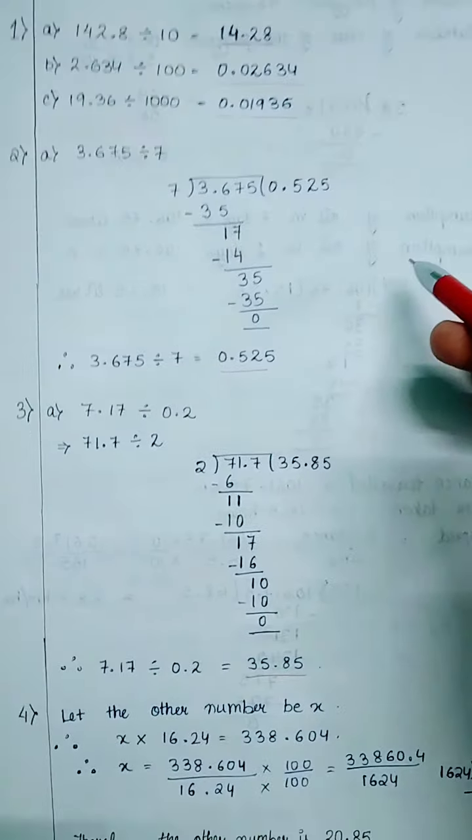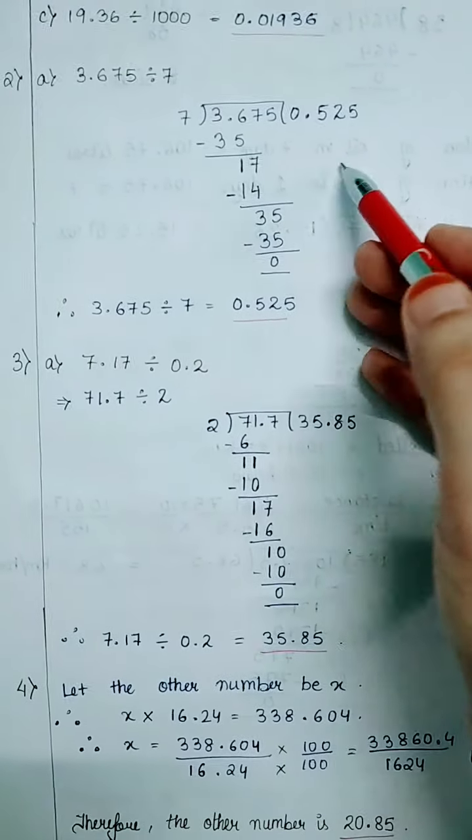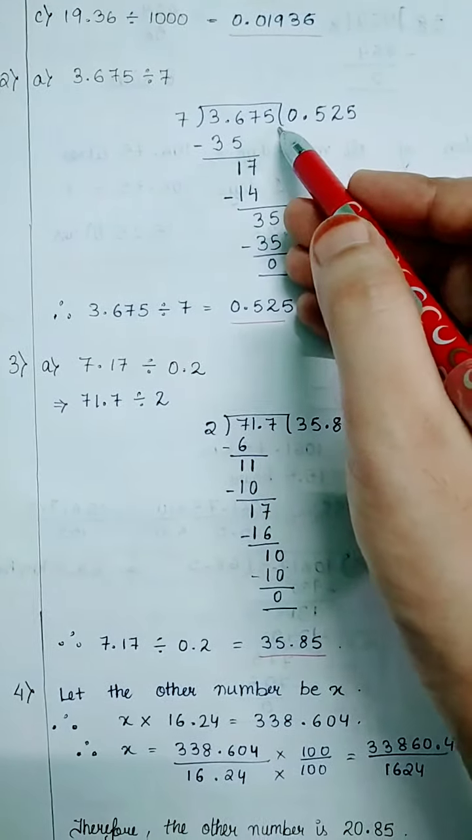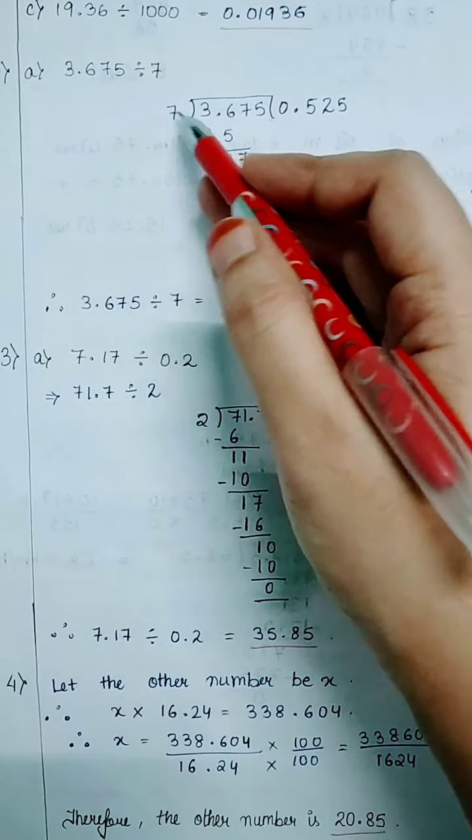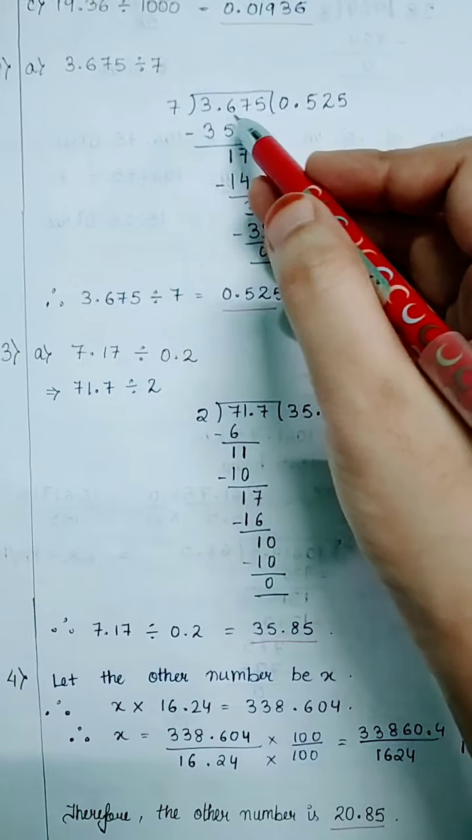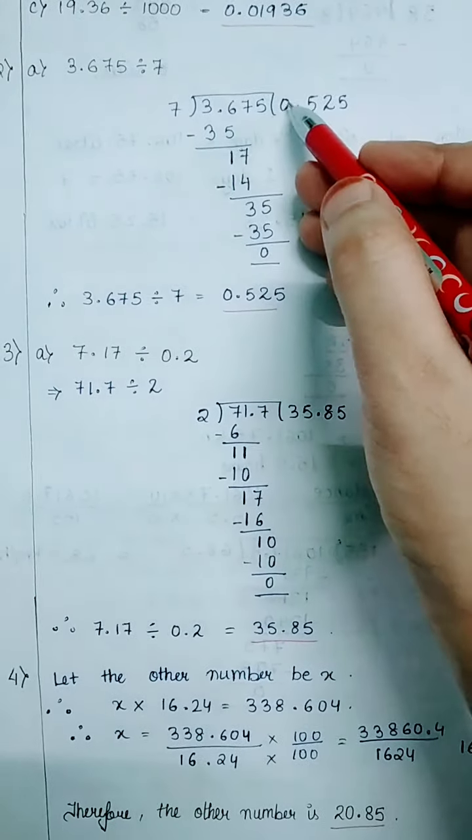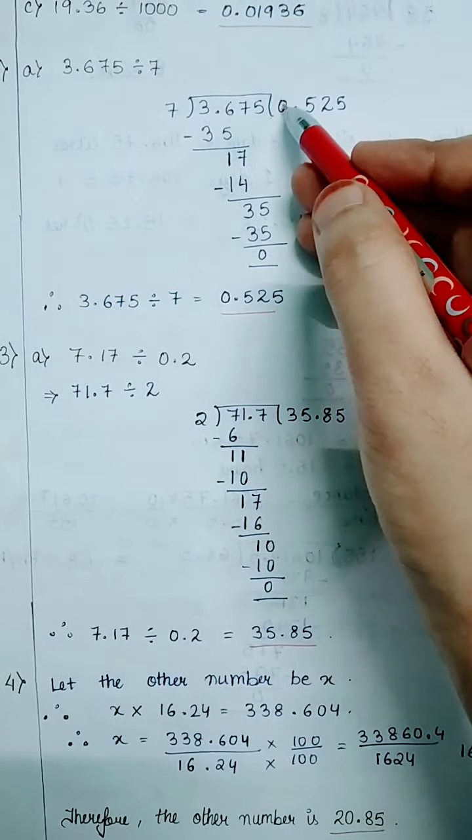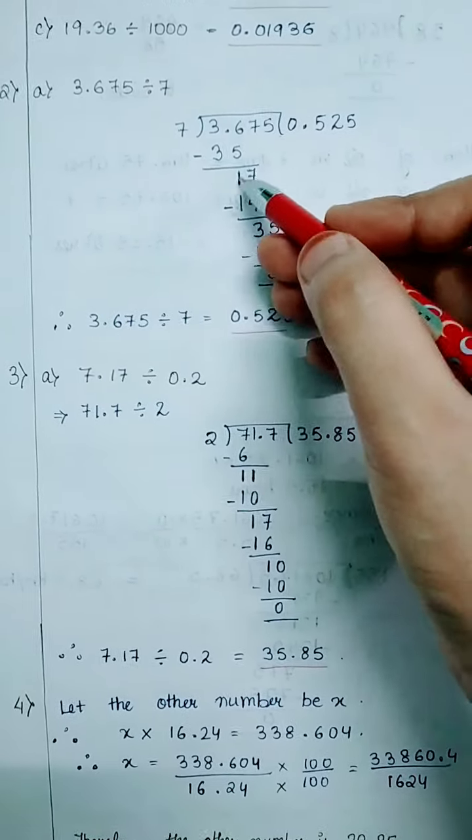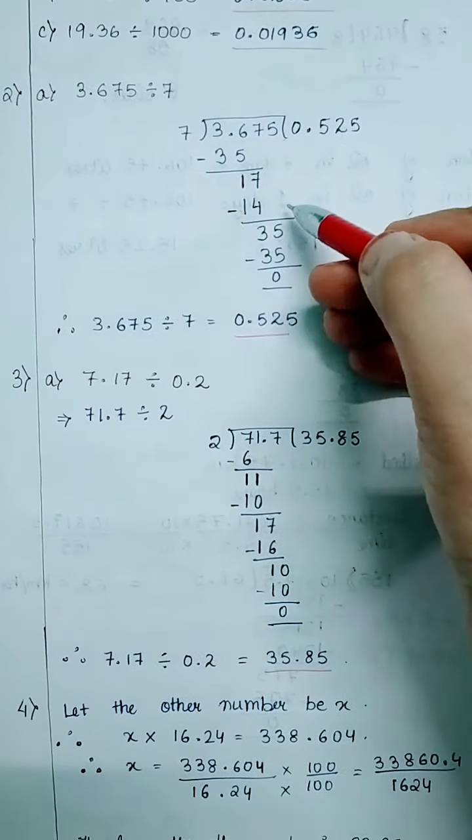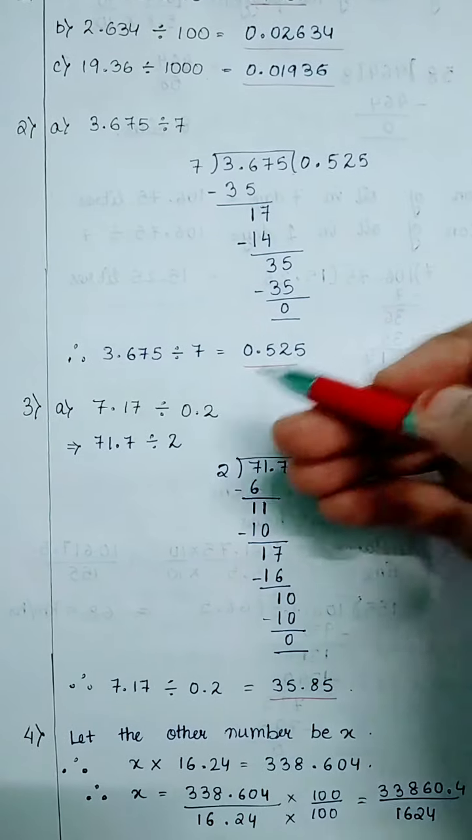Now the next question is we have to divide 3.675 by 7. We'll write it normally like we do. Because there is a decimal and 3 is less than 7, we'll take 6 also. Whenever we have to take two numbers with a decimal in between, we'll put the decimal first in the quotient. So it will be 0. Then 7 5s are 35, 1 is left. Then 17, so 7 2s are 14. Like we normally do division. Then 7 5s are 35.